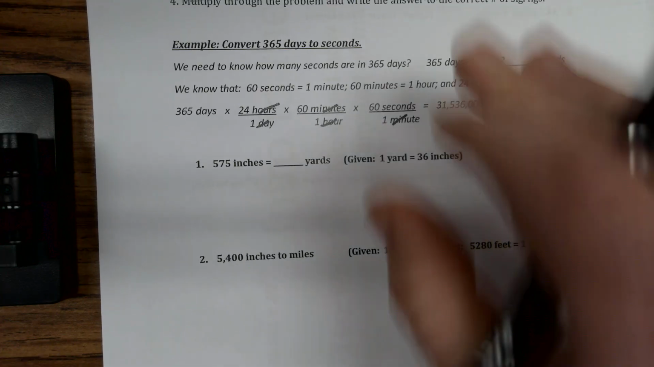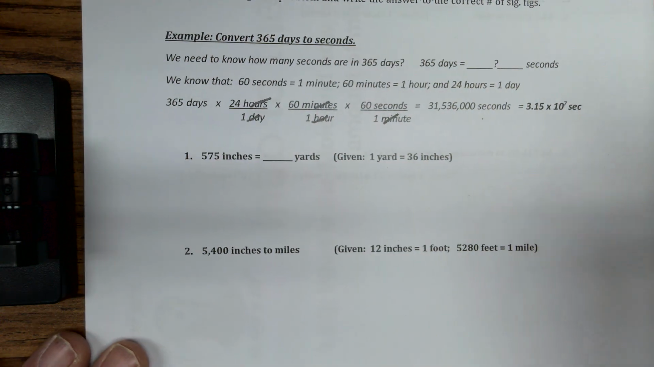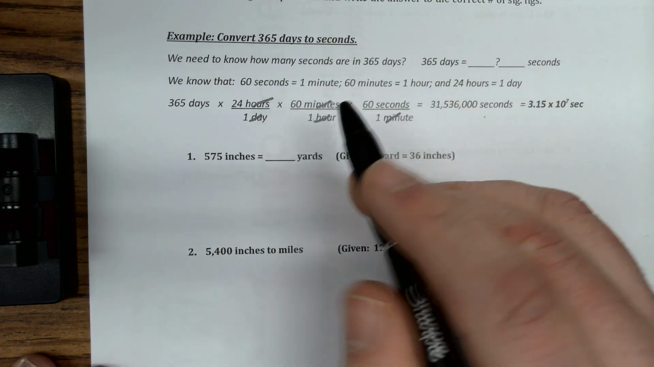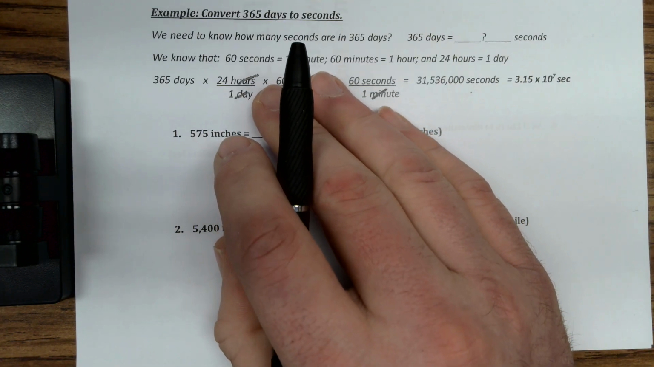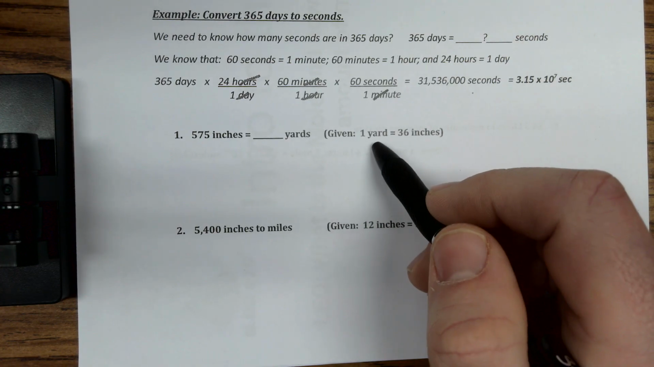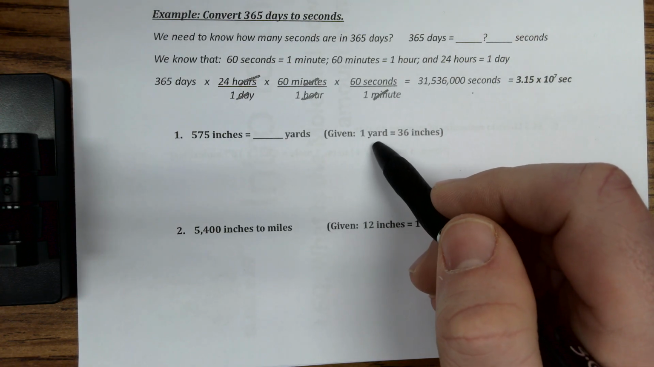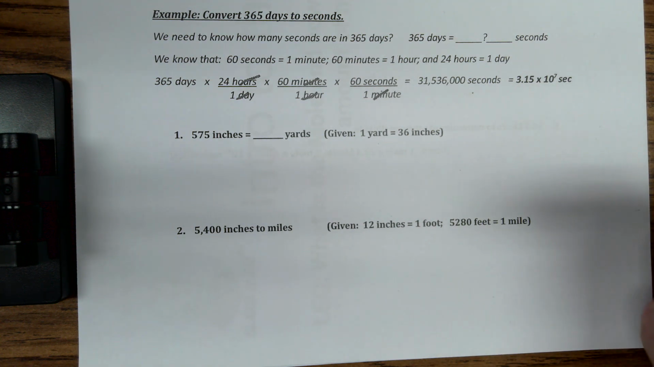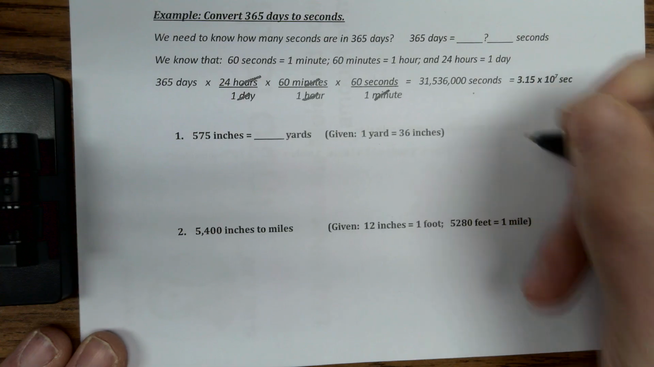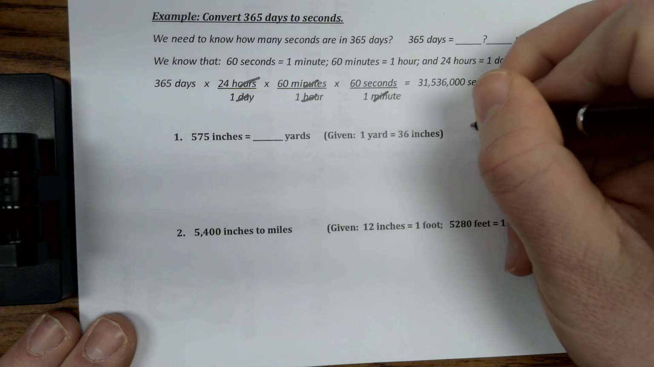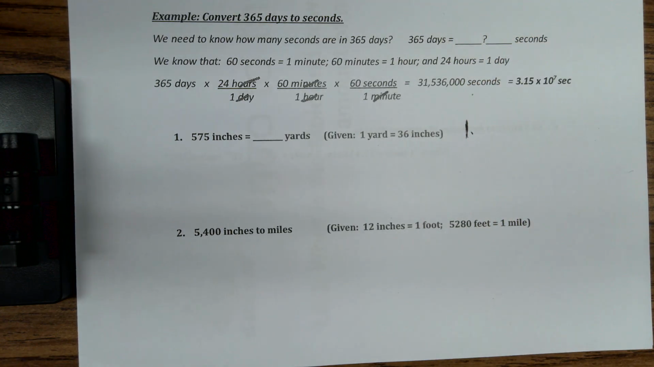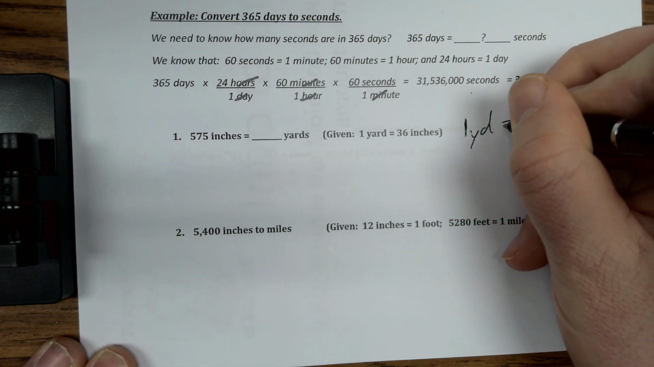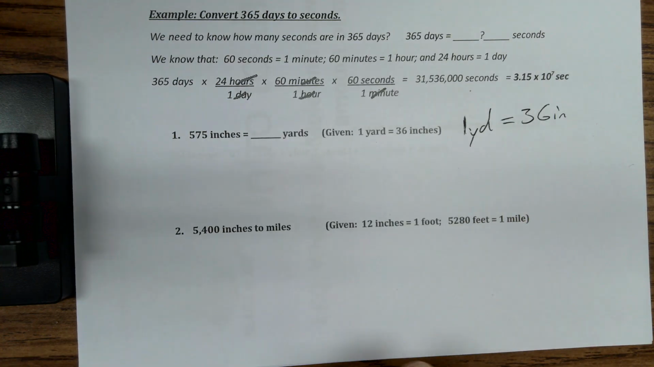So if I'm looking at question number 1, I need to go from inches, 575 inches, to yards. Now, I don't know that number off the top of my head, but thankfully, my question writes that out for me. Isabel, if you don't have the sheet, it's next to the bins up front there. I have some extra copies. I know just by looking here, 1 yard equals 36 inches.